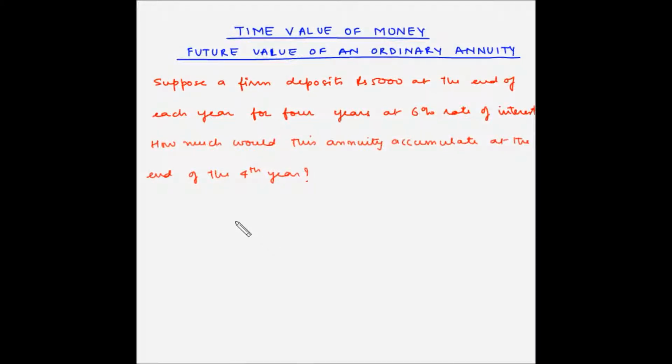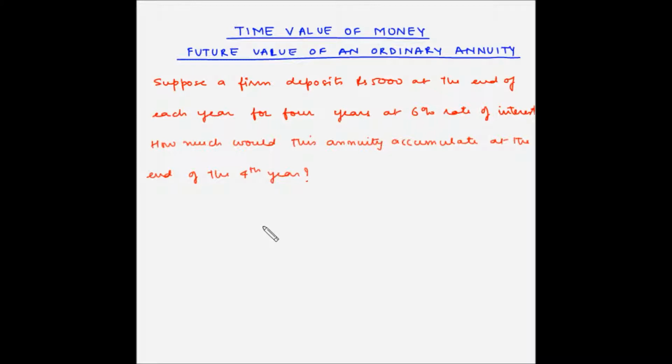Let us look at another example of time value of money, where we will look at different methods of finding out the future value of an ordinary annuity. Let's recall what an ordinary annuity is. An annuity is a series of equal payments made at fixed intervals for a specified number of periods. Now, if these payments occur at the end of each year, the annuity is called an ordinary annuity.